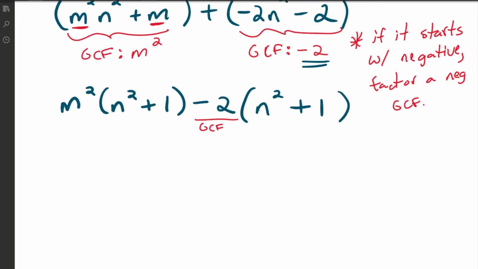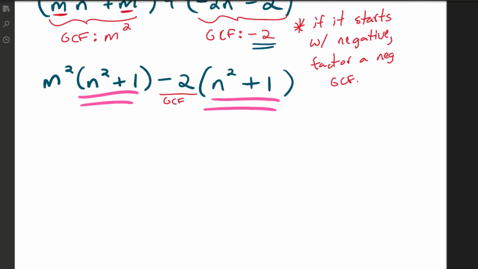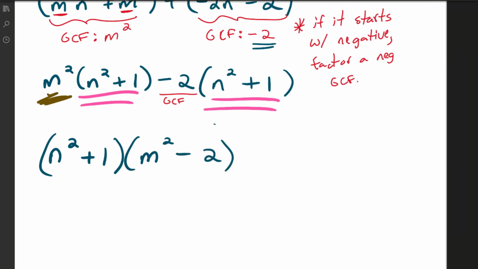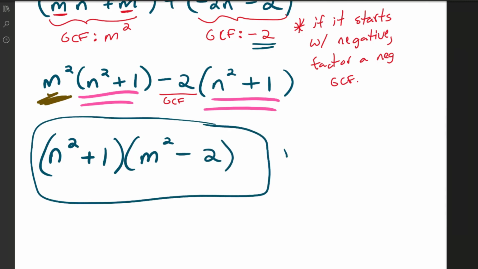Now, the way you know you did the signs right is if you look, you match. If you didn't factor out a negative 2, these would not actually match up, so you wouldn't be able to go any further. But if you did it right, if you put the negative where it needs to go, you're going to see that you can factor one last stage. N squared plus 1 comes out front. And then left behind will be m squared minus 2 as your final answer.